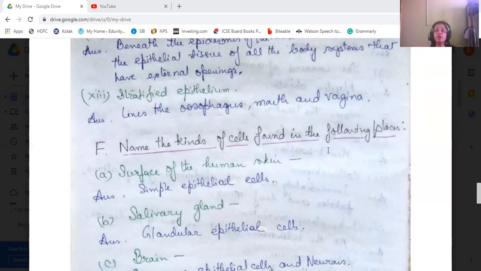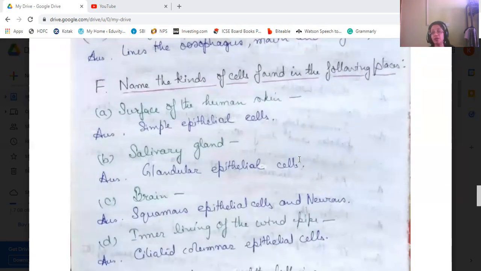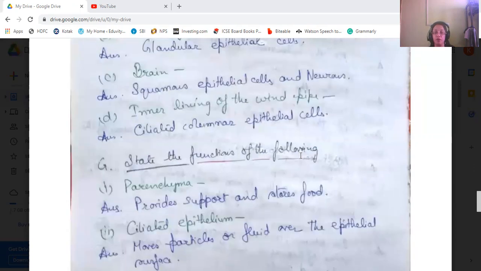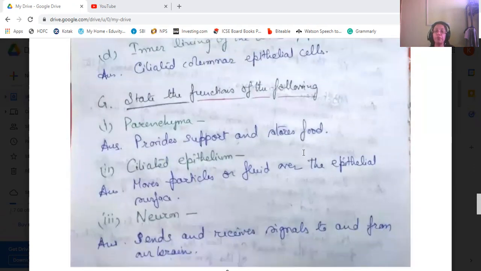Okay. Name the kind of cells which are found in the following places, like the surface of the human skin. The surface of the human skin has simple epithelial cells. The salivary glands have glandular epithelial cells. The brain has squamous epithelial cells, and also the neurons. Then the inner lining of the windpipe, that is ciliated columnar epithelial cells. Okay. Then state the function of the following.